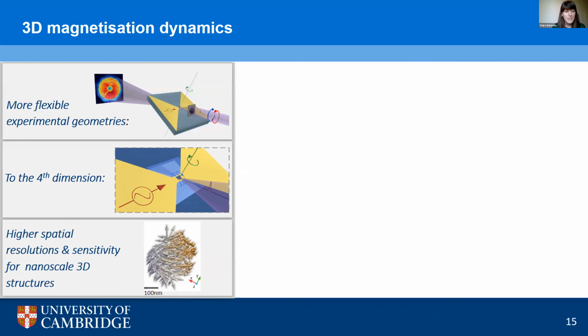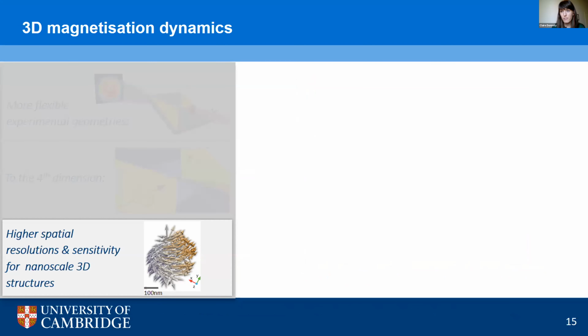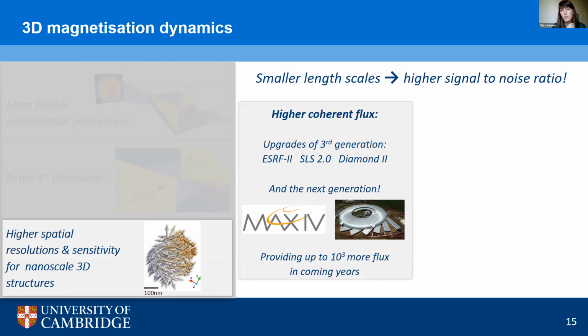So now on to the last point in our to-do list, which was achieving higher spatial resolution of 3D imaging. And what I want to start off by mentioning is that when we talk about going to higher spatial resolutions, if we are not limited by our optics, essentially going to smaller length scales means that we have to improve the signal to noise ratio of our data. Now we can do this in two ways. We can either go to sources with higher coherent flux.